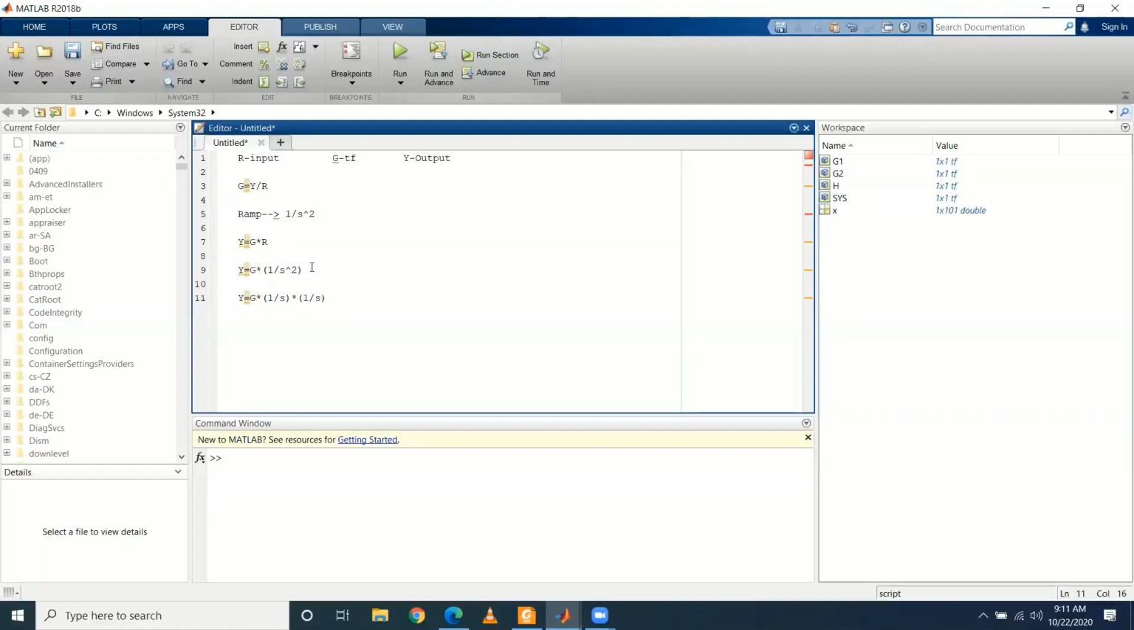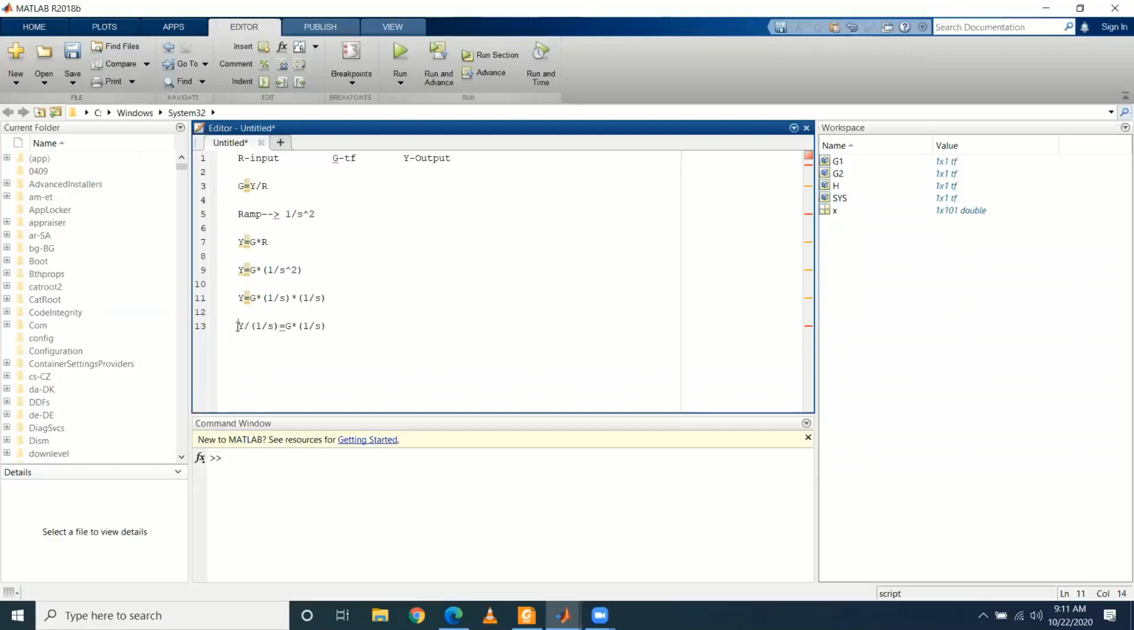So again, what is 1 by S? It is the Laplace domain representation of a step function. So suppose we take one of the 1 by S back towards the left hand side. So Y divided by 1 by S equal to G multiplied by 1 by S, right? Is it clear? Yes, sir.